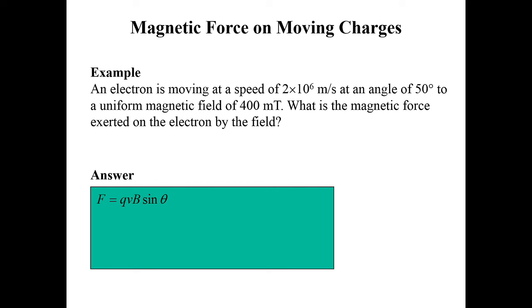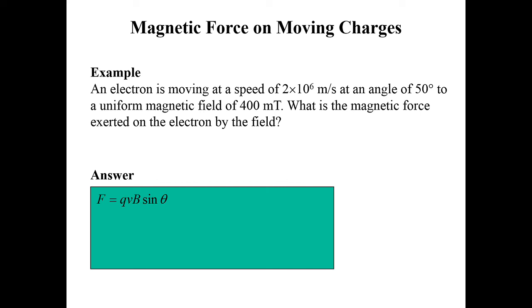So you'll also have some problems where you'll want to calculate the force. Here we've got an electron is moving at an angle of 50 degrees from a magnetic field with a field strength of 400 millitesla. The velocity of the electron is 2 × 10⁶ meters per second, and we want to know the strength of the force.